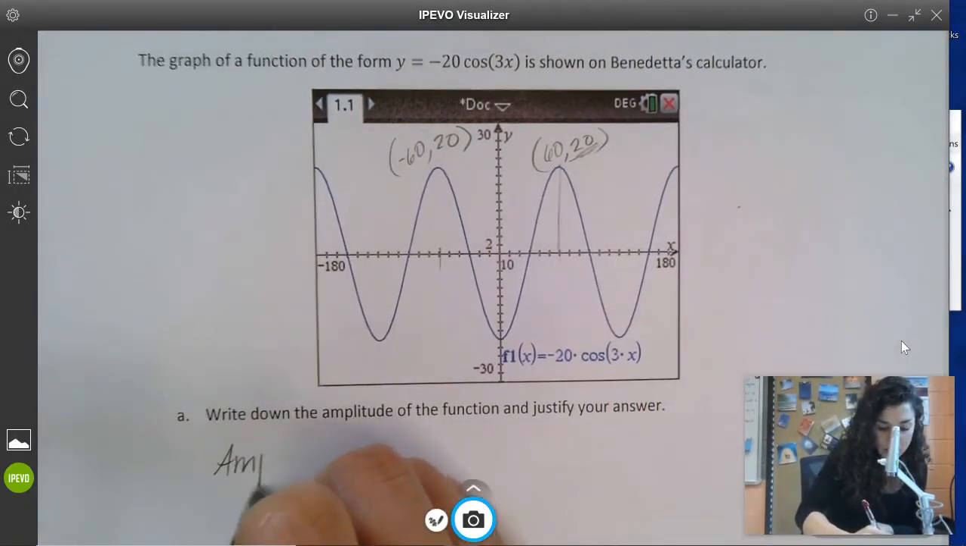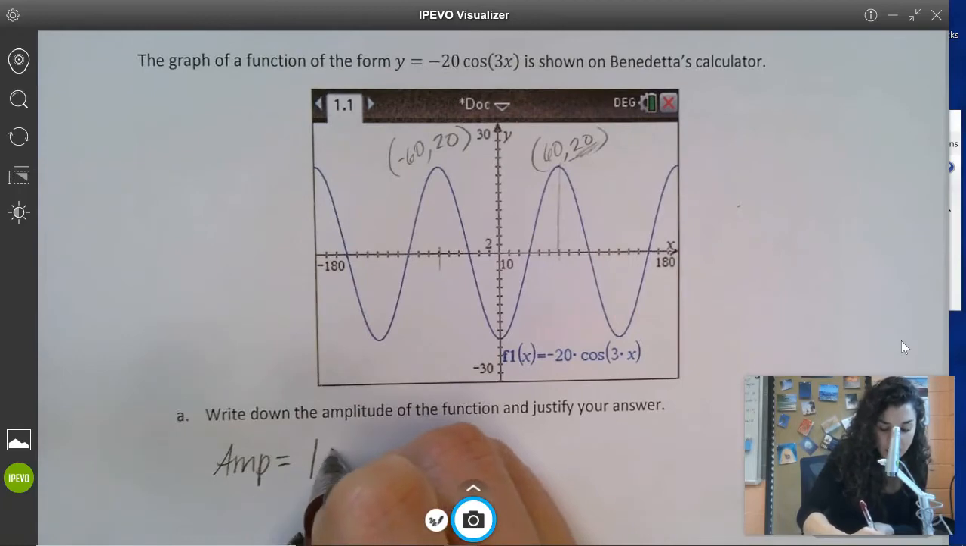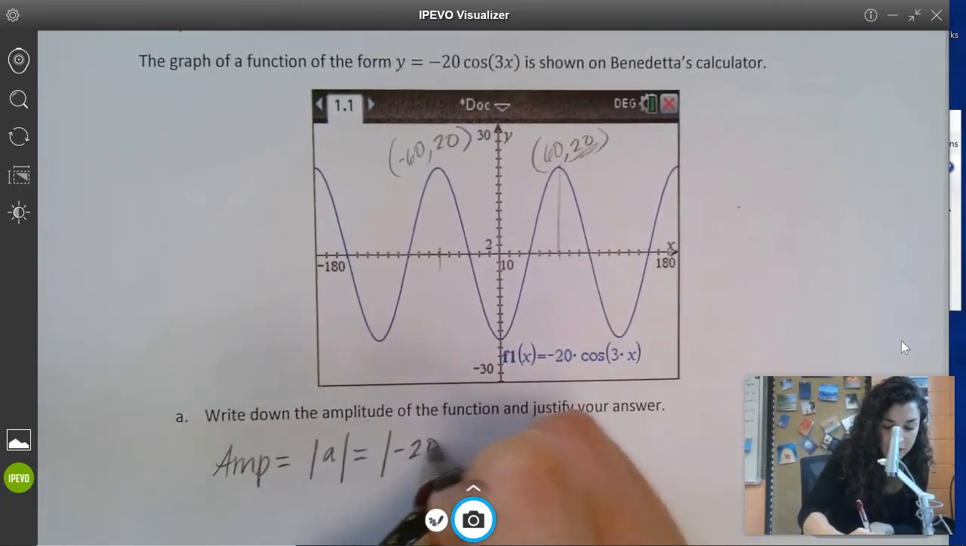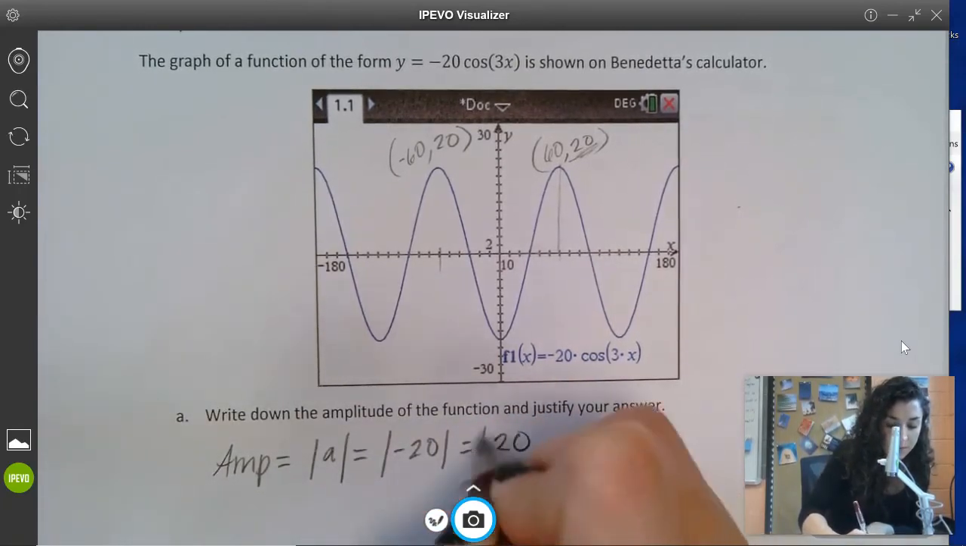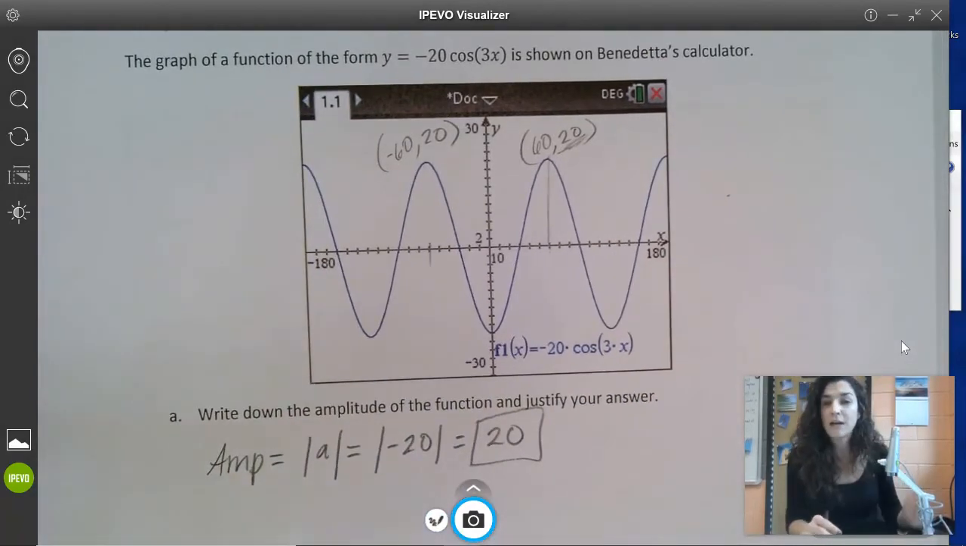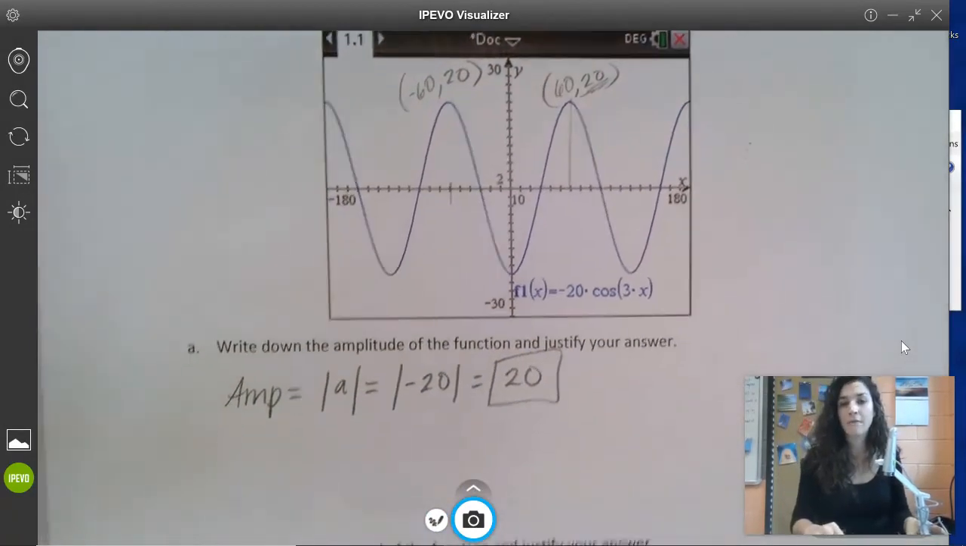And remember that our amplitude is always the absolute value of A. So it's the absolute value of -20. And so our amplitude is 20. And we've justified it mathematically. We can also just see it on the graph.